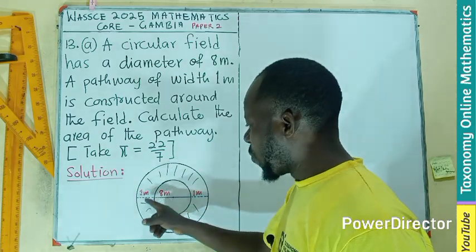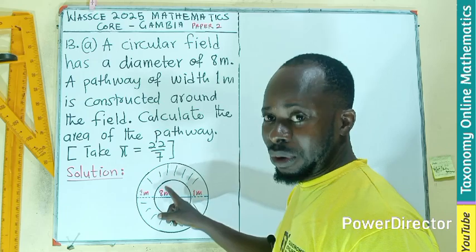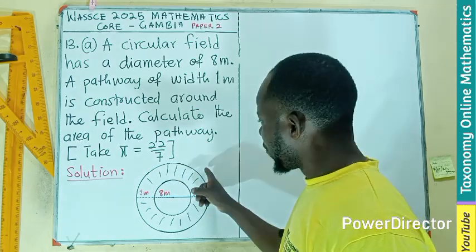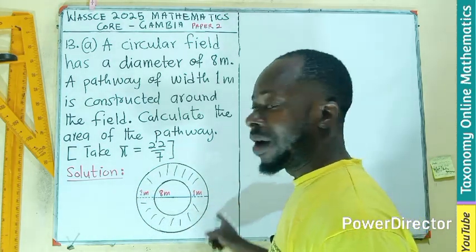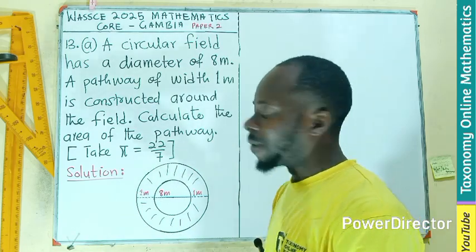Remember, the area here will be found if we know the area of the smaller field. We take that area out from the area of the total circle, which now looks like a bigger circle.